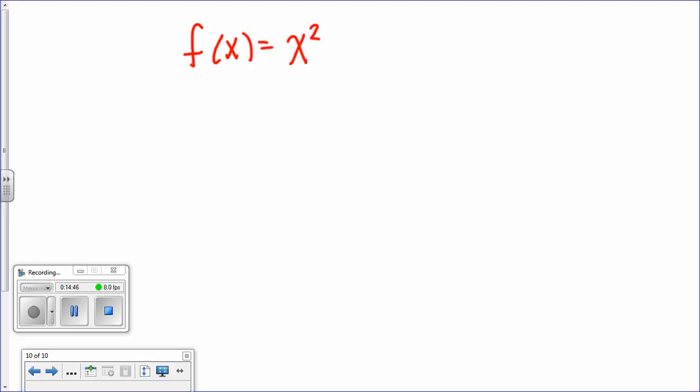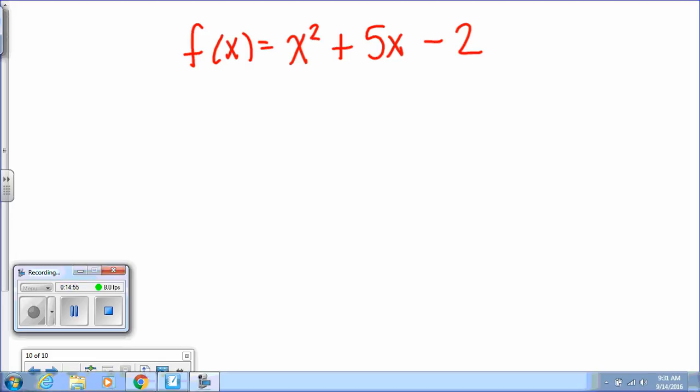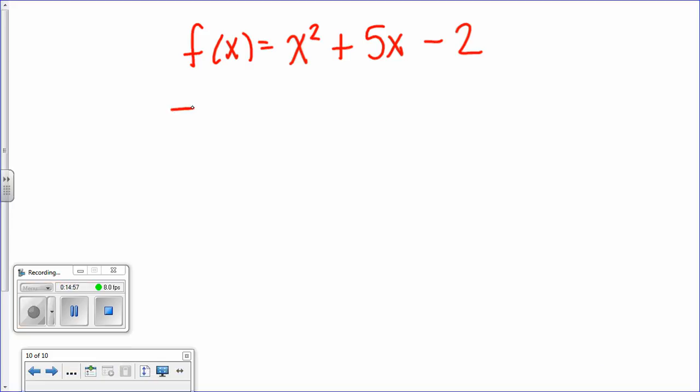Alright, try that one. So, this one didn't have an a to deal with. 5 over 2 squared is 25 over 4. 6.25 for those of you who don't know how to deal with fractions.